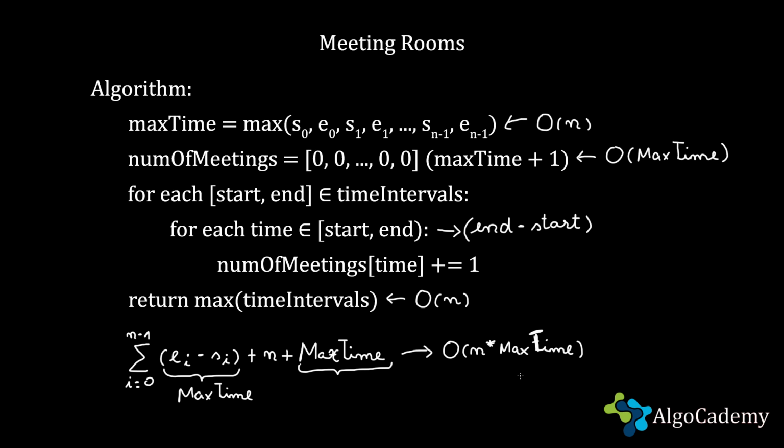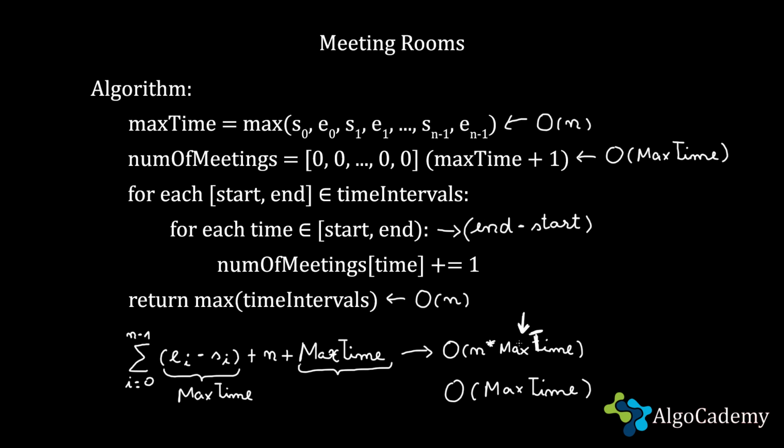Now, speaking of memory complexity, we have to take a look and see what we are using besides the input, right? And of course, we are using this big array num of meetings, which has a size of max time plus 1. So the memory complexity is also big O of max time. Now, you are probably guessing why this algorithm is bad. And of course, it's because of this guy, max time, right?